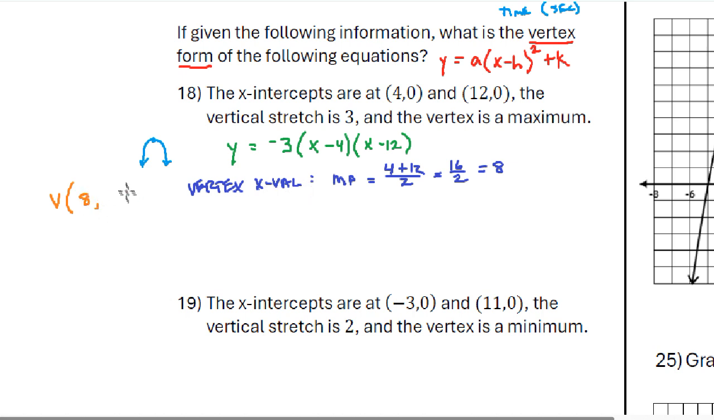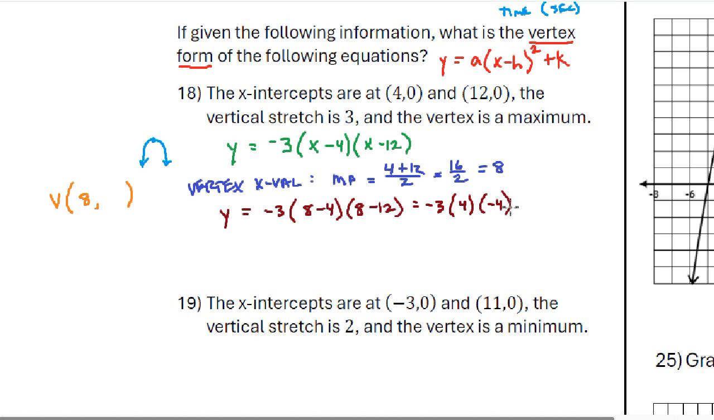And now remember, class, we have to plug that 8 into our equation to figure out what our y value is. So I'll change color here. Let's say y is equal to negative 3 times (8 minus 4) times (8 minus 12). And this is not too hard to figure out. We've got negative 3. Almost messed that up. Negative 3. 8 minus 4 is 4. And 8 minus 12 is negative 4.